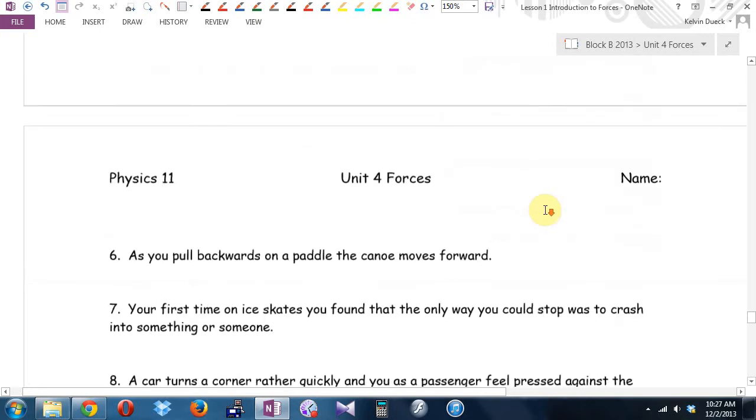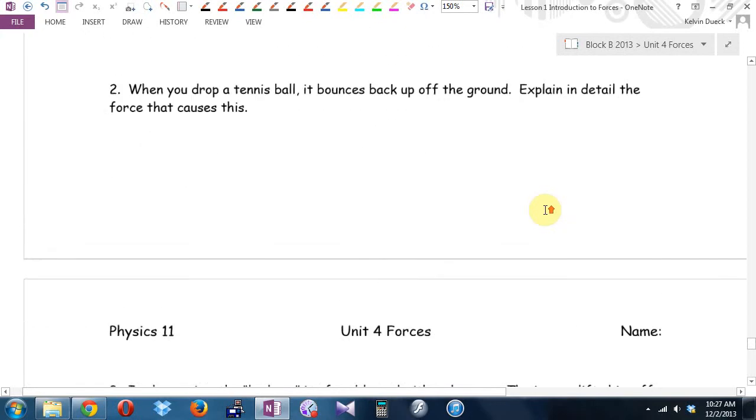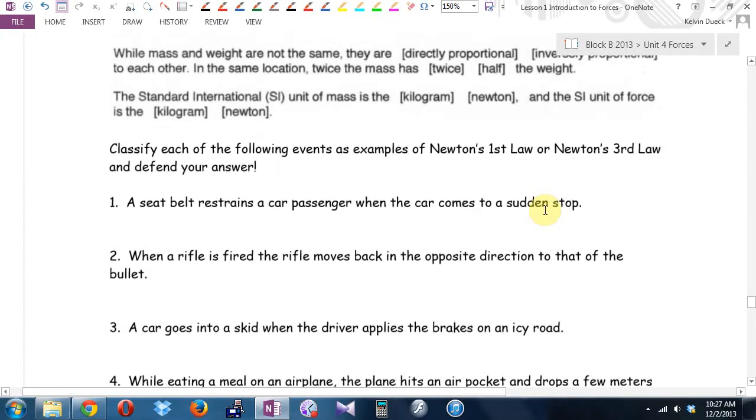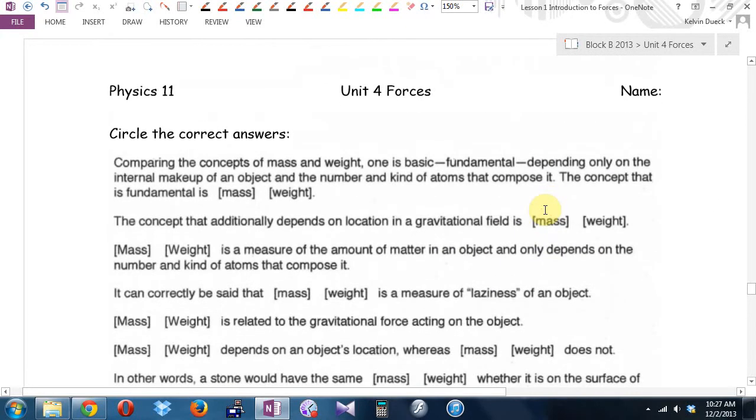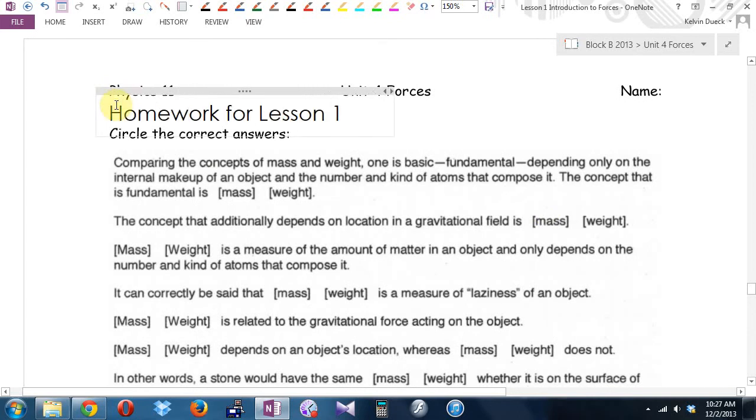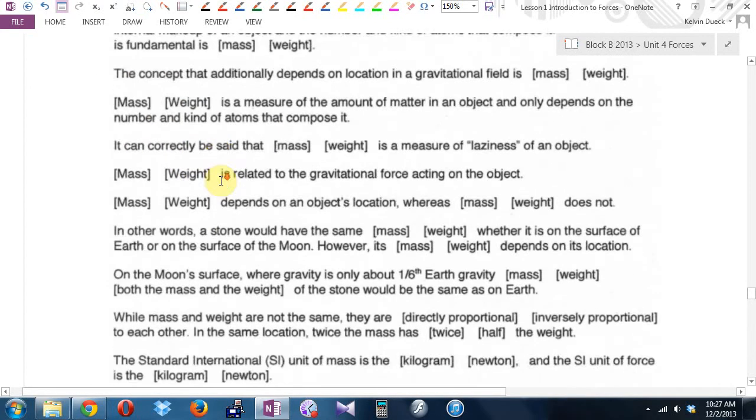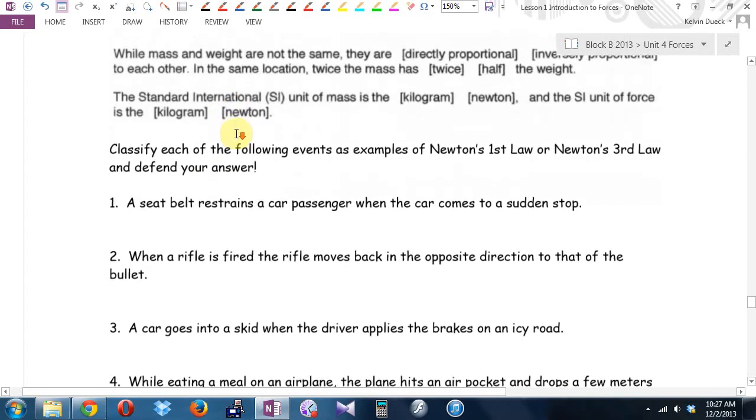Oh, you know what? I think we're actually into the homework, Mr. Dueck. I think we're actually done the lesson. I forgot to write at the very top here, homework for lesson 1. There we go. So what did we say? Weight is mg. It's mass times gravity. It's the force of gravity. Mass is mass. So your homework, we'll go over these next class, is to work on this.